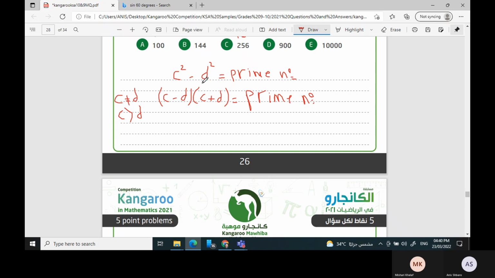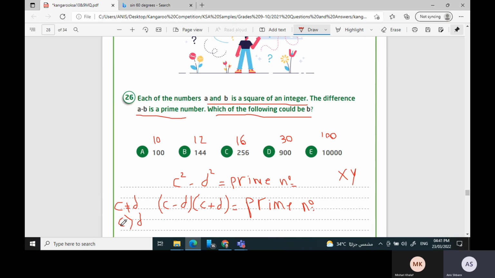But I have two numbers. Can they both be prime numbers? X, Y. Just remember, a prime number can be divisible by one or itself only. So if I have the prime number equal to the product of two numbers, for sure one of them will be equal to one, because I can't divide it. Let me make it clear. If C minus D is equal to 2, and C plus D is equal to 3, 2 times 3, of course, is not a prime number because I can divide by 2, I can divide by 3. I must have one of these two terms equal to 1. But of course, I need C to be greater than D.